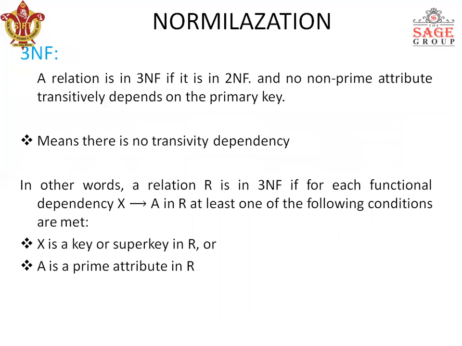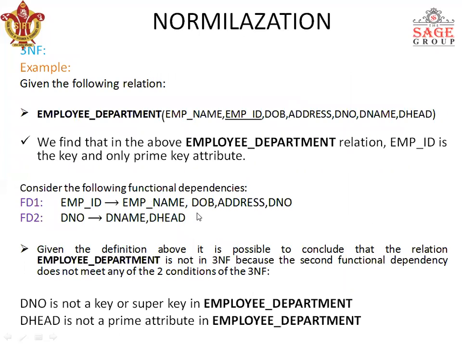Now it is the third normal form. Third normal form says that a relation should be in third normal form if it is in second normal form and no non-prime attribute is transitively dependent on the primary key. It means there is no transitive dependency. Or if there is a transitive dependency, we need to follow these two rules. For example, if we have a functional dependency X tends to A, then either X must be a super key or A must be a prime attribute. These two conditions must be met. We have seen the example.